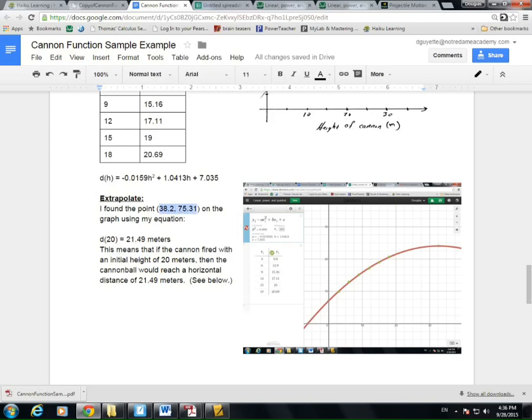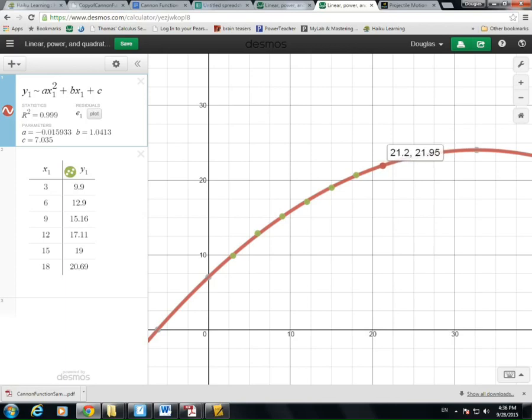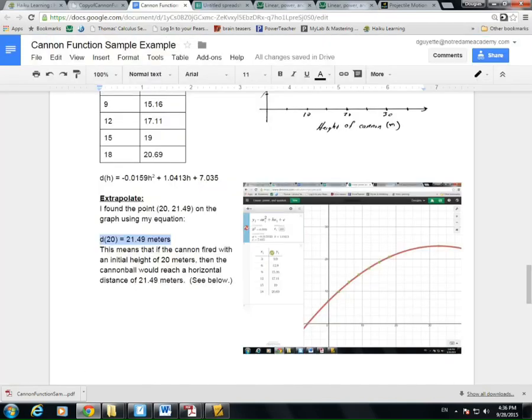I found the point 20, 21.49. I had to use 20 because I found out the simulation only lets the cannon go 20 meters in the air. Can't go any higher than that. So I maxed that out to find out where I'm going to end up. And according to my equation on Desmos, and here it is right here, when x equals 20 meters, we can expect that the y value, which is the horizontal distance, is going to be 21.5. So that's what I translated right here. This is my translation of what this means, which is this point on the graph.